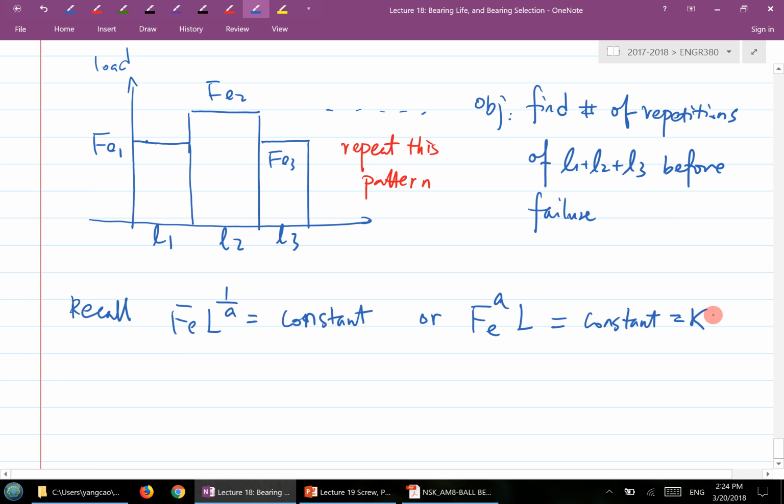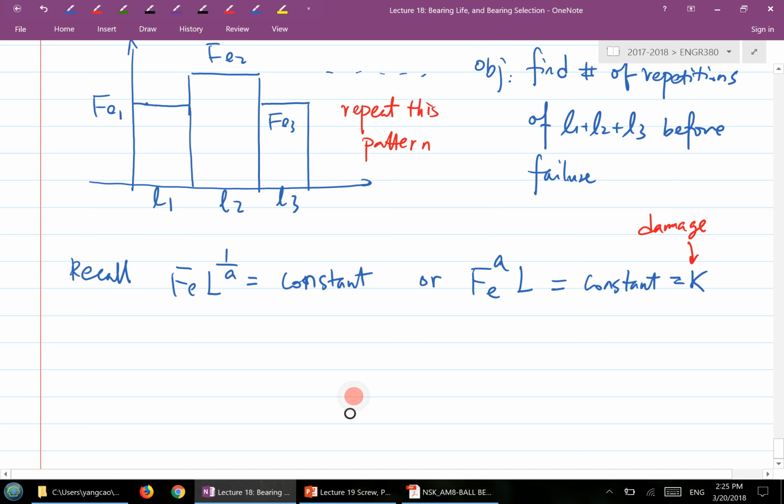Capital K. If you recall, this equation means you subject the bearing to a load Fe, and the bearing will fail at this number of cycles L, and then you have this expression equal to a constant. I can consider the K here as a concept of damage. So this constant is like a damage. When you reach this ultimate damage value, then the bearing life is gone. That's the idea.